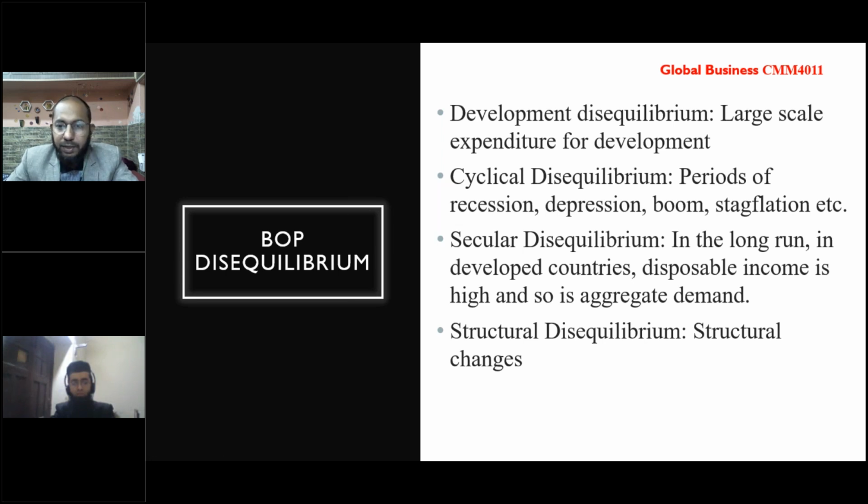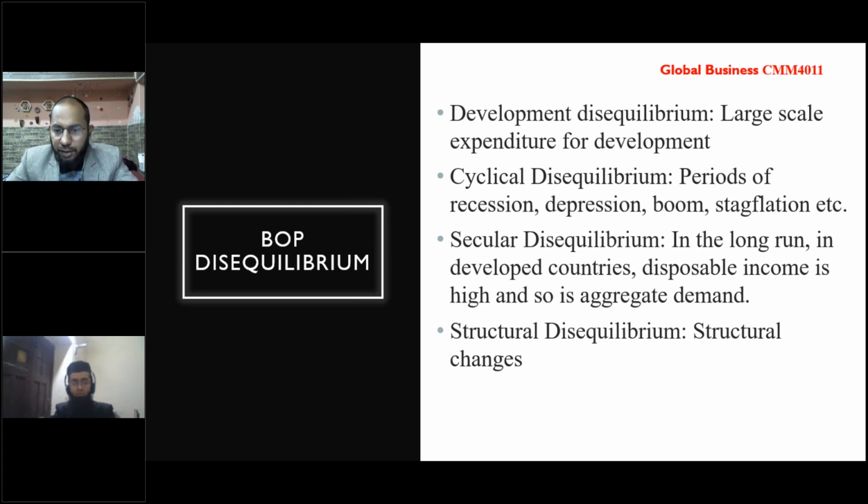One is the development disequilibrium. When a country starts spending too much on developmental activities, that too by the government, aggregate demand increases in that particular country. And when aggregate demand increases, because it is related to the companies, then obviously we have more purchasing power, and because of that, imports do increase into a particular economy. And more increase in imports means we start witnessing current account deficit, which becomes a disequilibrium for balance of payment. I'll give you an example.